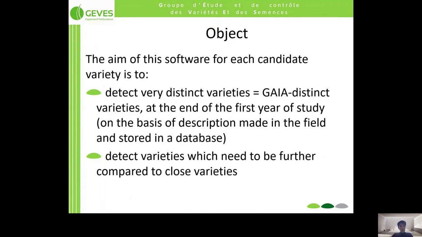First, let's see the object of the Gaia software for each candidate variety. Firstly, it is to detect very distinct varieties at the end of the first year of DUS. We call them Gaia distinct varieties. And secondly, it is to detect varieties which need to be further compared to close varieties. To sum up, if two varieties are declared Gaia distinct, it means the phenotypical distance is considered enough to not directly compare varieties in the field.